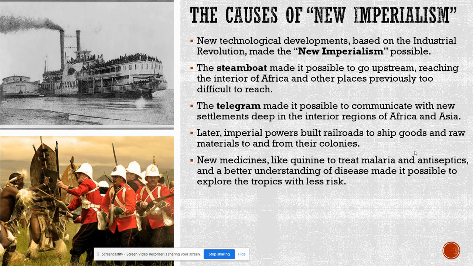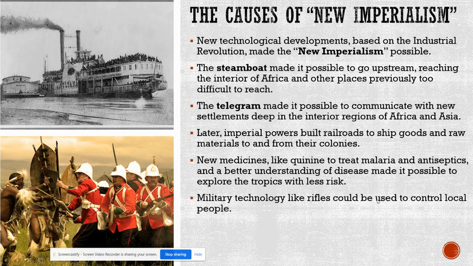New medicines like quinine that treated malaria and anesthetics, and a better understanding of disease made it possible to explore the tropical areas with less risk. So, what was happening to a lot of Europeans is they would go to hot tropical areas, they would catch malaria and die, so they just couldn't go in there. So, they came up with these new medicines that actually allowed them to go into those places.